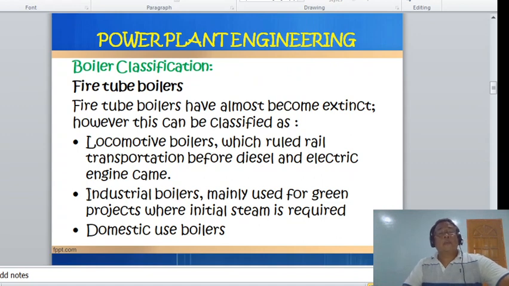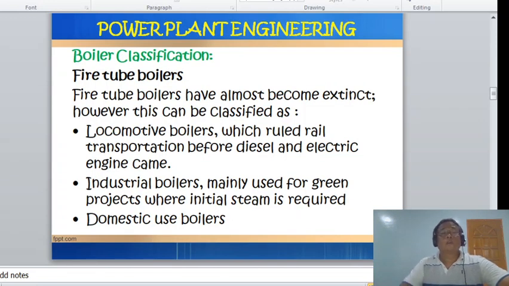Okay, so we have two classifications. The first is the fire tube boilers. Fire tube boilers have almost become extinct. However, they can be classified as locomotive boilers, which ruled rail transportation before diesel and electric engines came. Industrial boilers are mainly used for green projects where initial steam is required. And another, we have domestic use boilers. Okay, so that is for fire tube boilers.